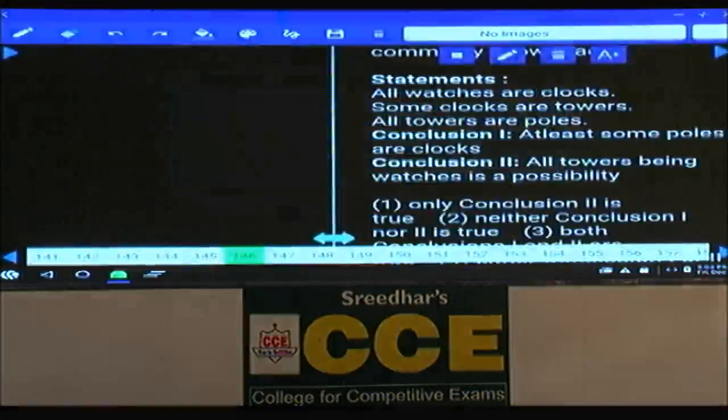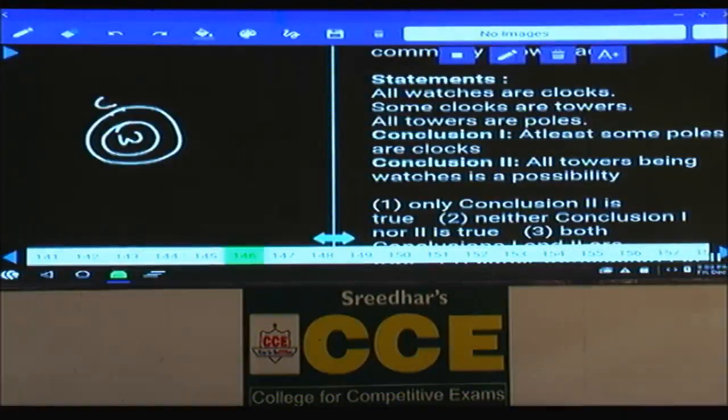All watches are clocks, and some of the clocks are towers, and all towers are poles. Then coming to the first one, some poles are clocks. Some poles are clocks is definitely true, and all towers are watches is a possibility.